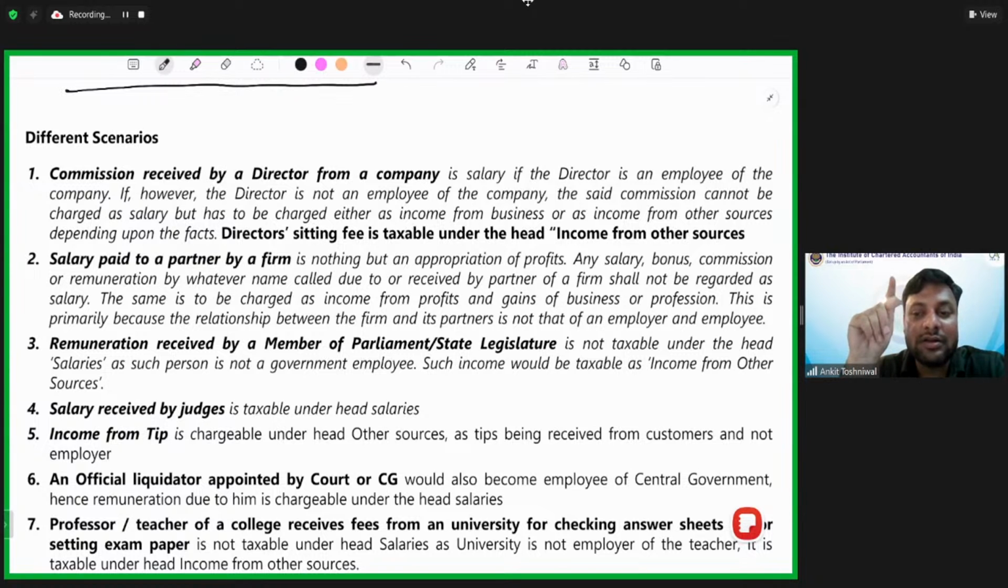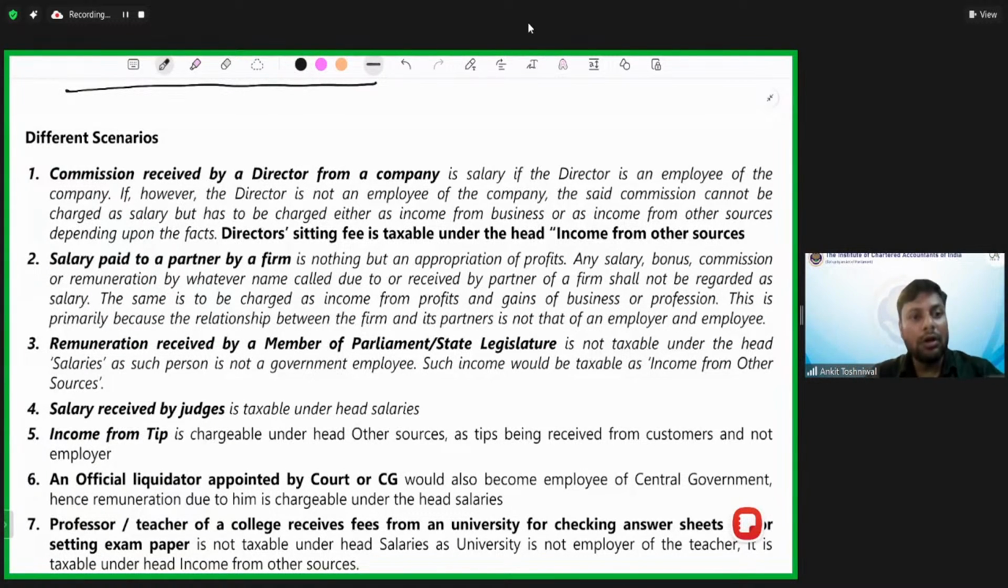So it is your homework. Understand what is sitting fees. And if he is getting the sitting fee, then such income is taxable under income from other sources or PGBP as the case may be. We will discuss later. Okay. Now my question is, if a partner is receiving a salary from a firm, is it taxable under the head salary? Because it is a salary itself. Say yes or no, or answer me. If a partner is receiving a salary from a firm, is it taxable under the head income from salary? As the name suggests, it's a salary.